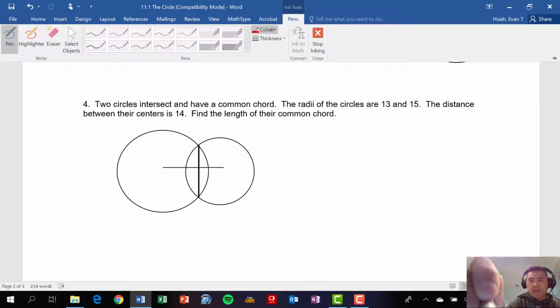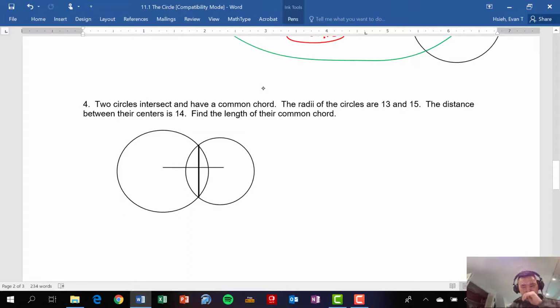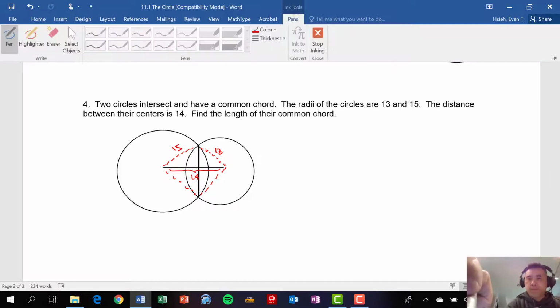And then this is the last problem I'm going to do here. This is always a problem that I would have the class work on, and it would take about 15 minutes or so. If you want, you can stop the video and try it on your own. But I'm going to just go through this right now. This radius is 15, this radius is 13, excuse me. And the distance from center to center is going to be 14 right there.